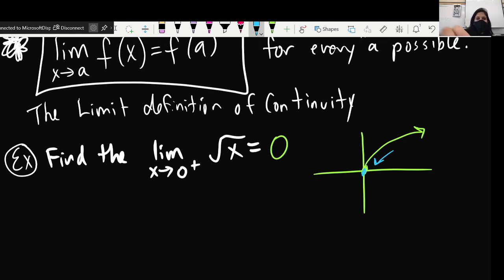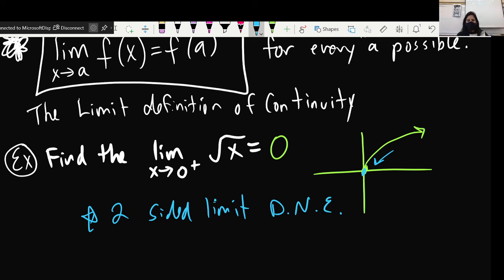So maybe helpful to say the two-sided limit, it didn't ask for that, but just so it's clear, does not exist. It wouldn't be possible because that negative portion of the function isn't possible.